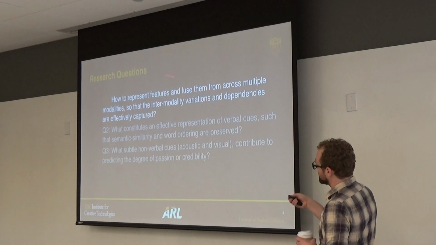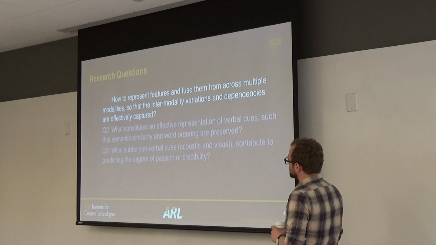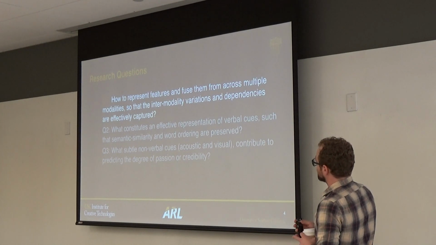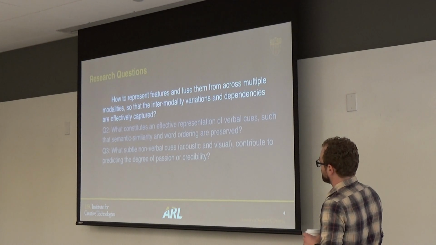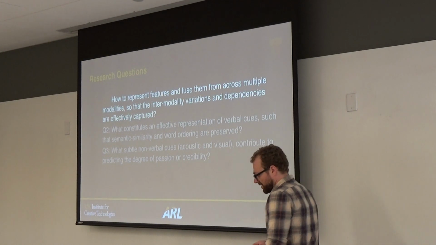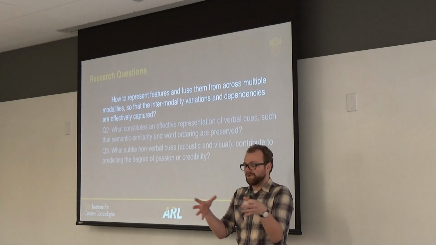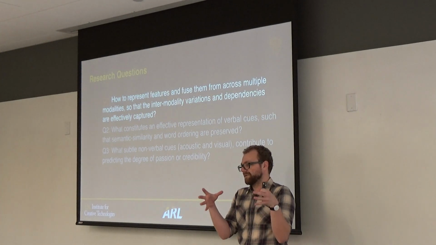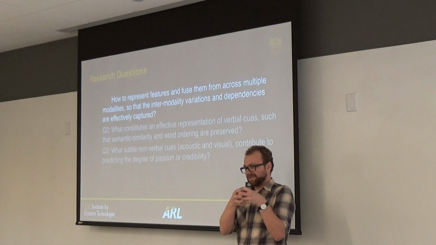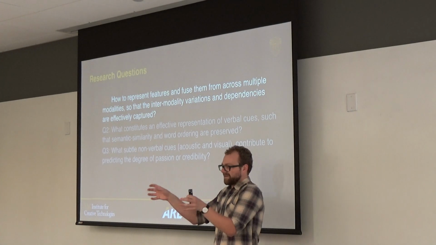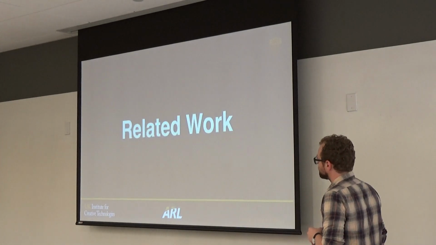We had 3 research questions, but in the interest of time, I'm only focusing on the first one, which I think is the most interesting one. It's how to represent features and fuse them from across multiple modalities so that the intermodality variations and dependencies are effectively captured. So we're proposing to look into the ways where on the one side we have the intermodality dependencies modeled, so the modalities are explicitly modeled as dependent, and on the other side where we have them completely separate, in a naive-Bayes kind of way.